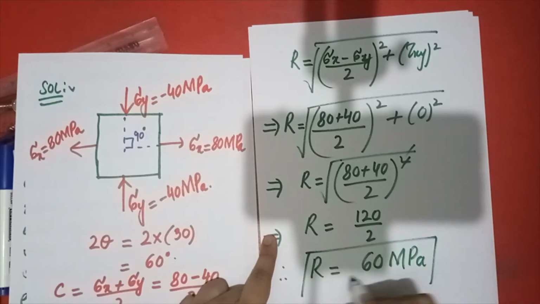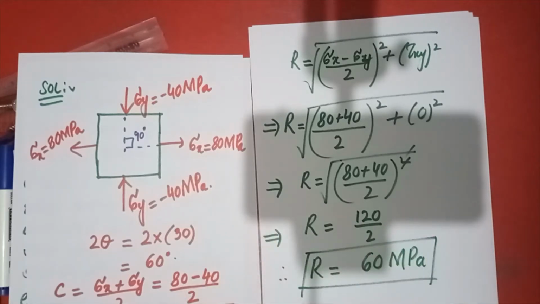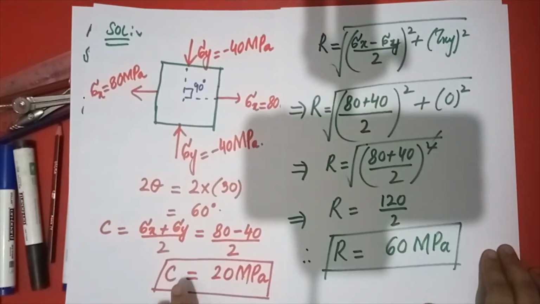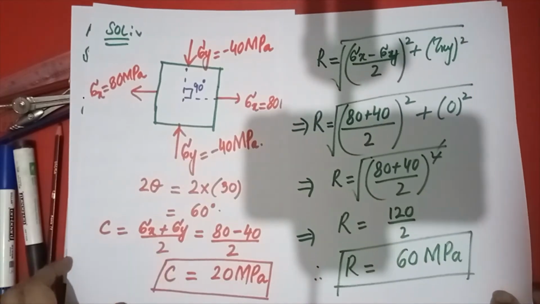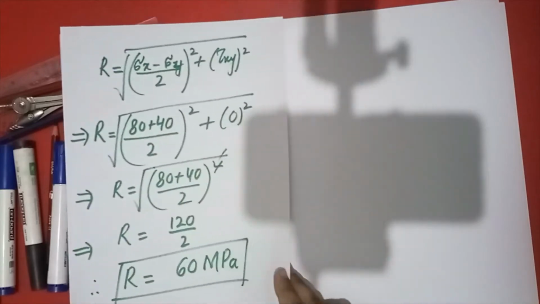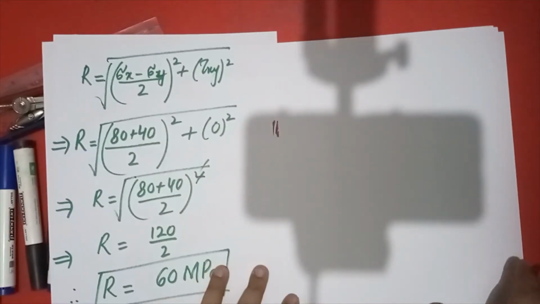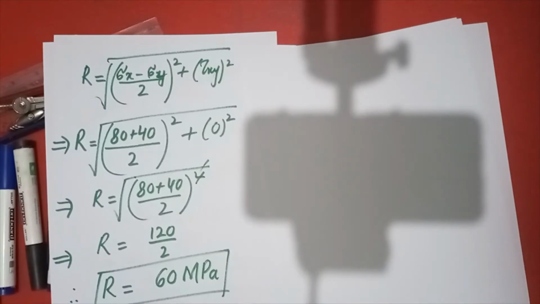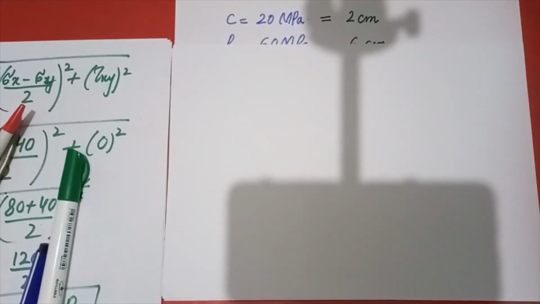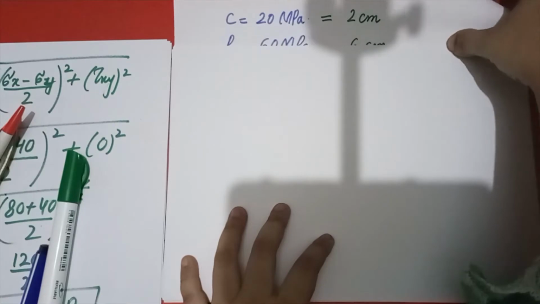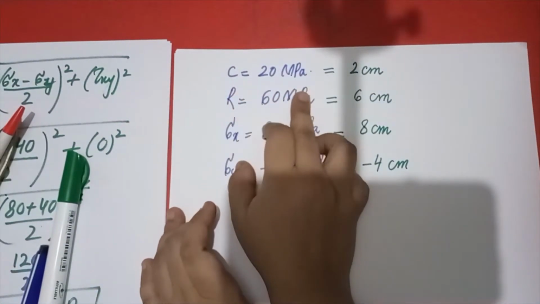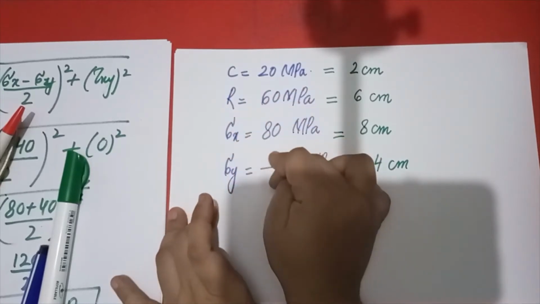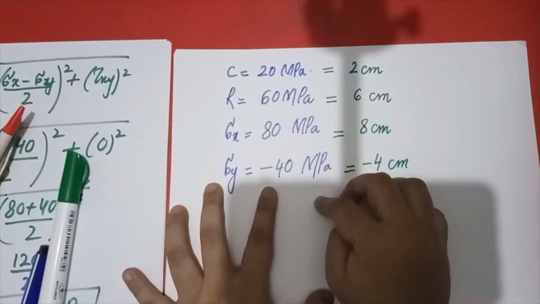And when you are going to draw the circle, so let's have a look. Now you know the value of C for this numerical is 20 MPa and R is 60 MPa. So now we have to draw the Mohr circle for that. And how can we draw it? So let me tell you with the scale. Okay, now students, I got these values. As I told you in the video, the value of C is 20 MPa, R is 60 MPa, sigma x is 80 MPa, and sigma y is minus 40 MPa.